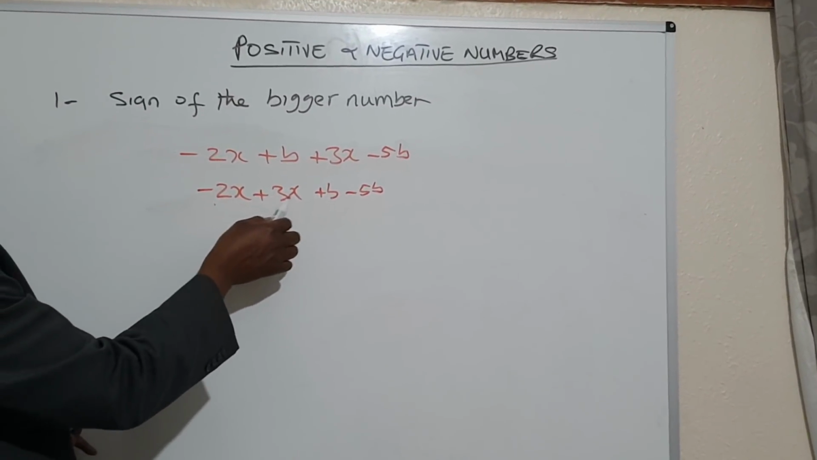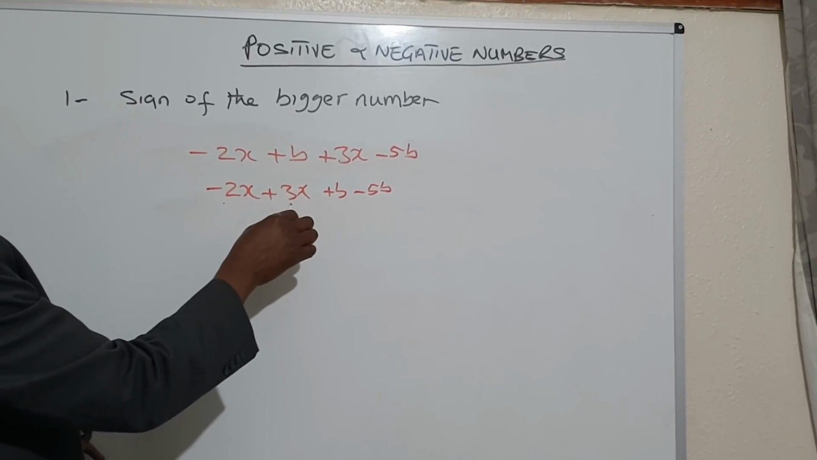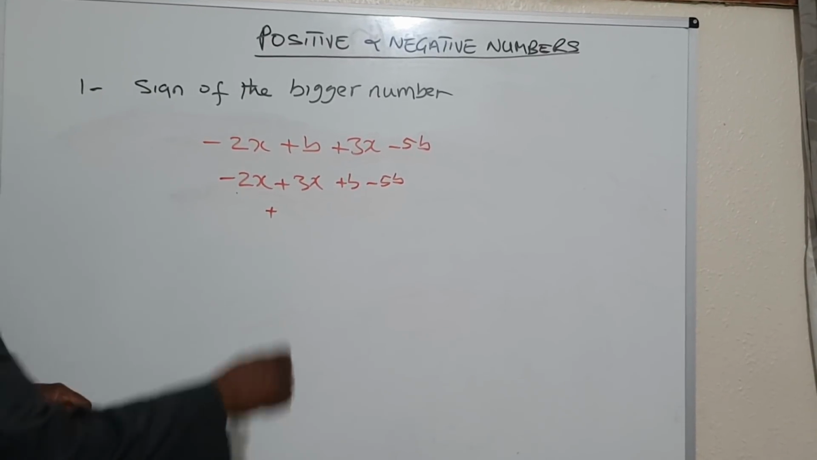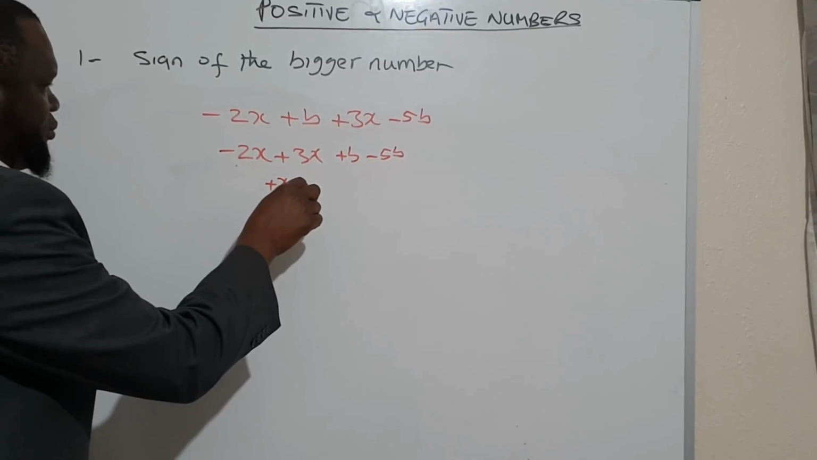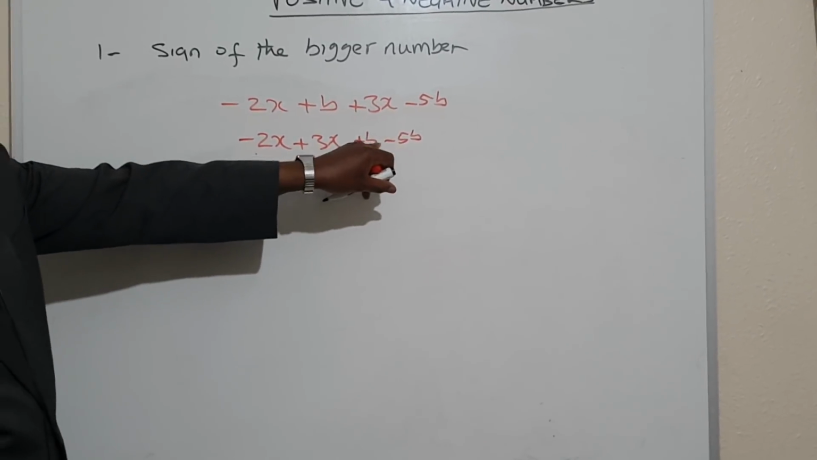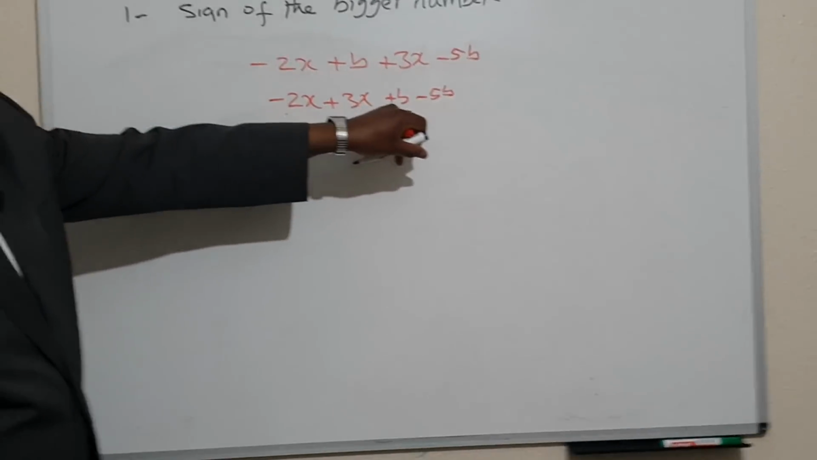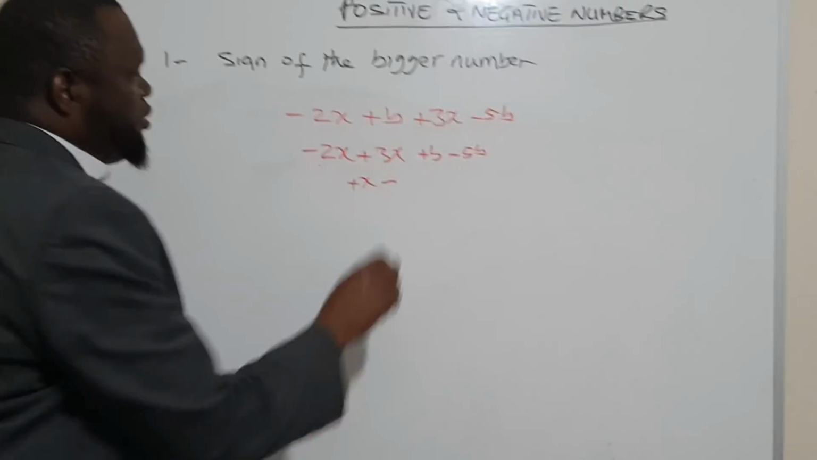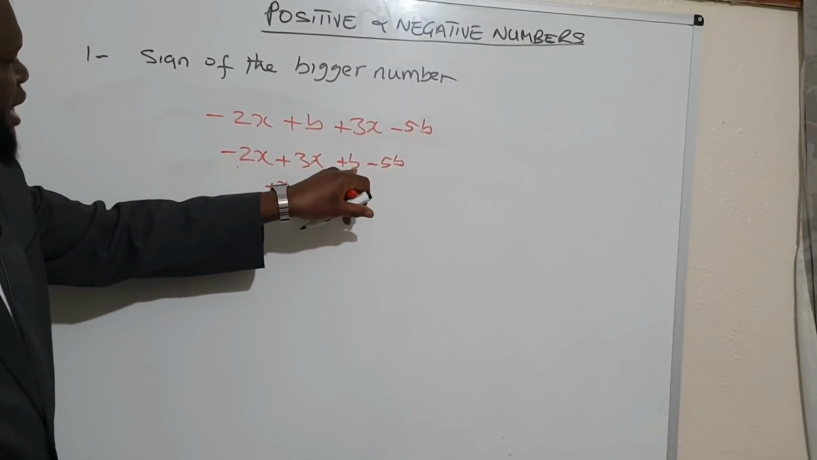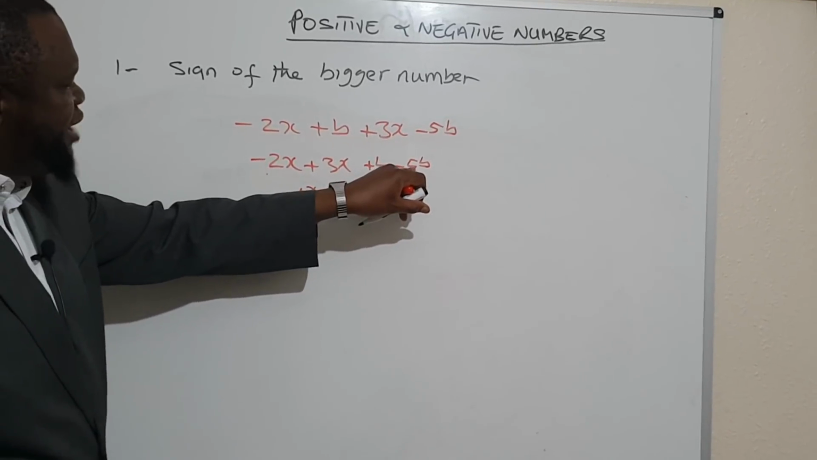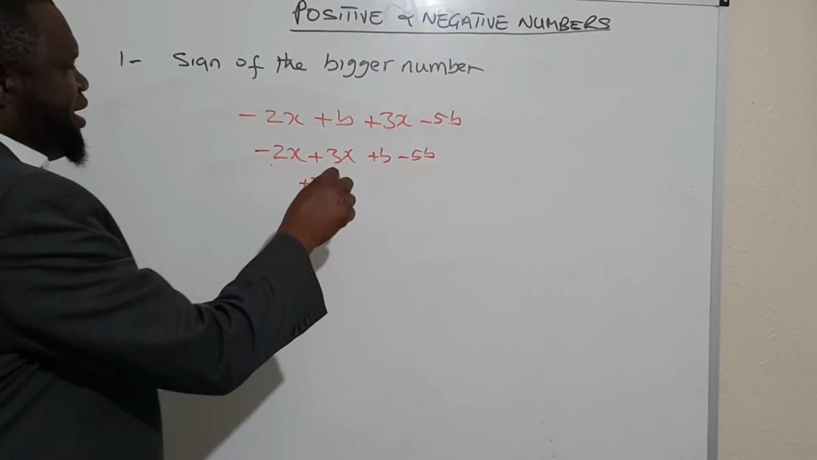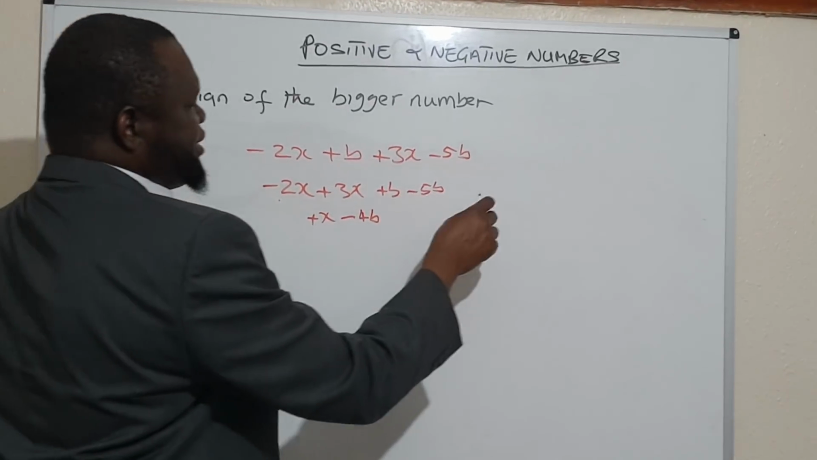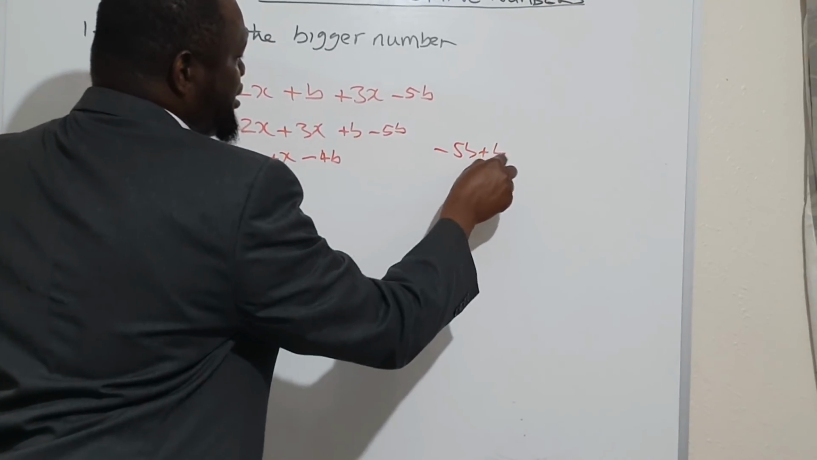Minus 2x plus 3x. What is the bigger number? 3, innit? So your answer will be plus, innit? Now 3 minus 2 is 1. So 1x, yes? Okay. This one, b and b. 5b is bigger than 1b. So the sign of the bigger number is minus, innit? So 5b minus 1b is 4b, innit? So your answer is minus 4b. Because it doesn't matter, you can say minus 5b plus b. It's the same.